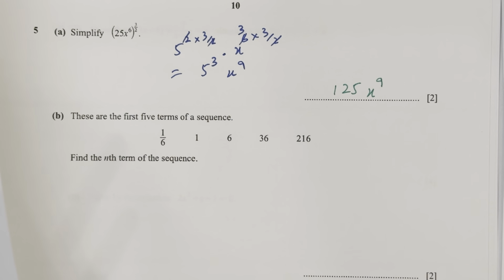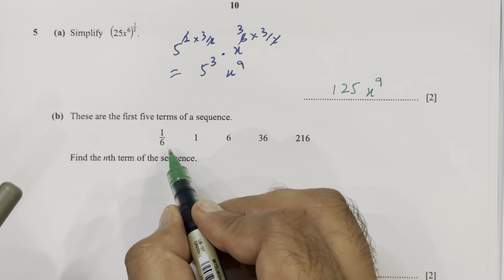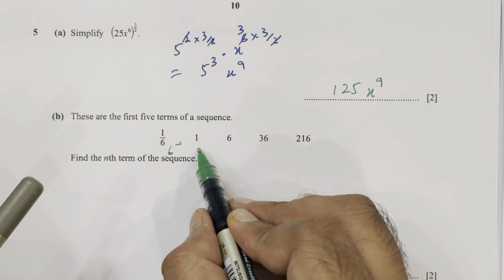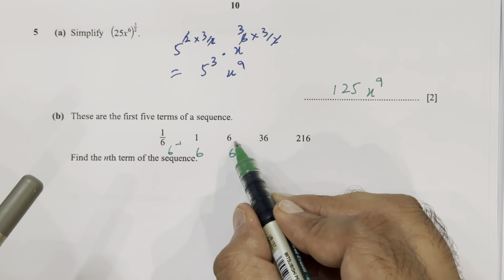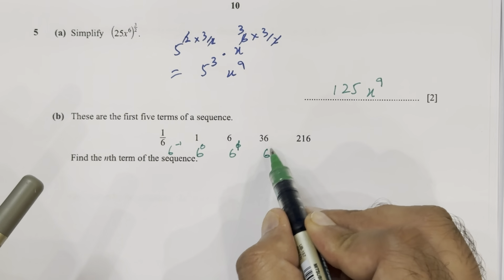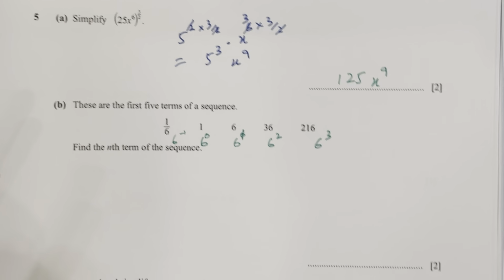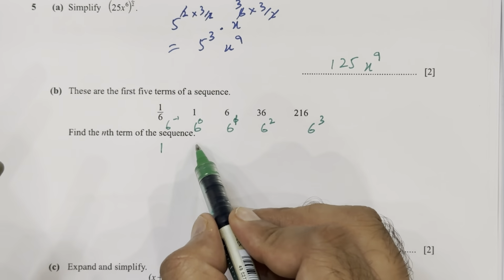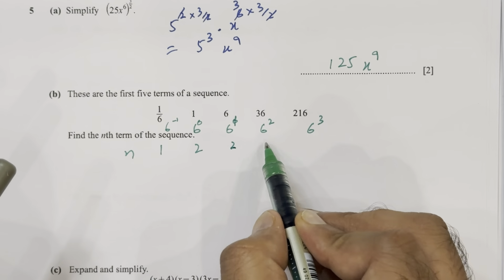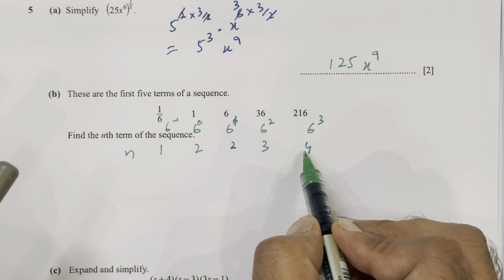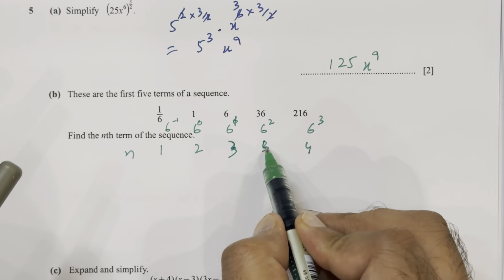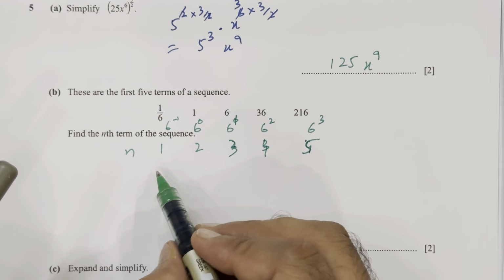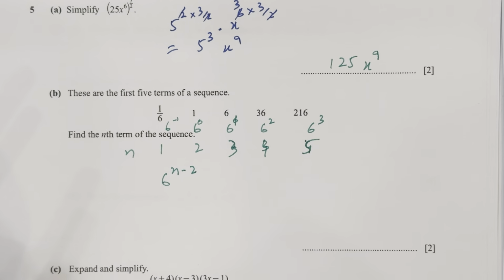Find the nth term of the sequence. We know that this means that it is 6 raised to power minus 1. Each term is multiplied by 6, then it is 6 to the power 0, 6 to the power 1, then 6 squared, and then this is 6 cube. And the value of n over here is 1, over here is 2, over here is 3, 4, and 5. And you can easily show that 6 raised to n minus 2 would be the formula for this. Or you can calculate it by the formula.